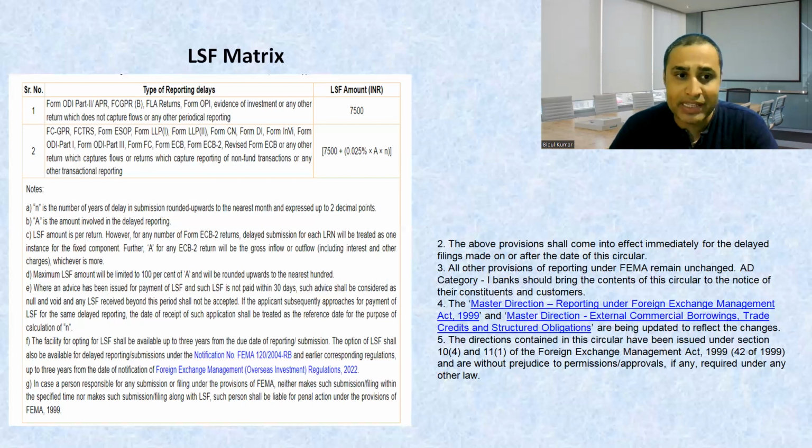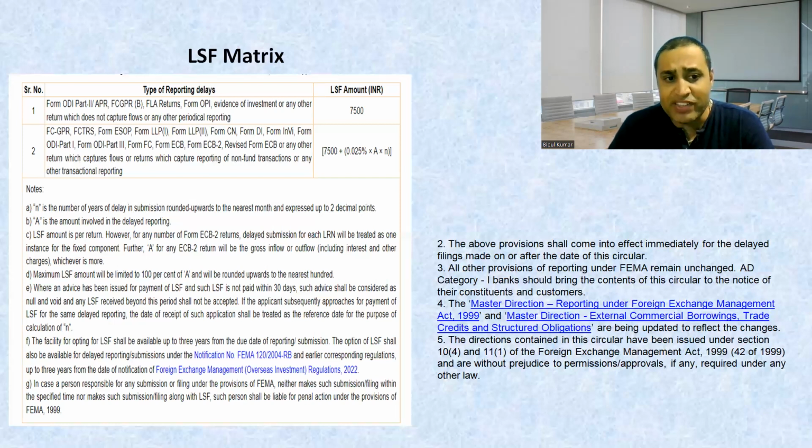Where an advice has been issued for payment of the LSF and such LSF is not paid within 30 days, such advice shall be considered null and void, and any late submission fee received beyond this period shall not be accepted. If the applicant subsequently approaches for payment of LSF for the same delayed reporting period, the date of receipt of such application shall be treated as the reference date for the purpose of calculation of N, that is the number of years of delay in submission.